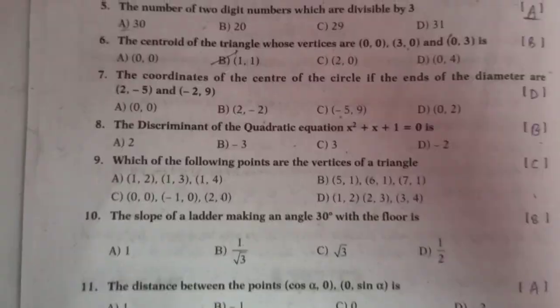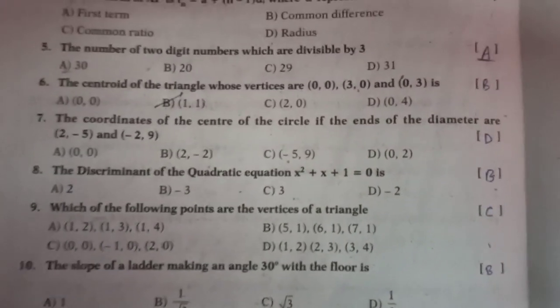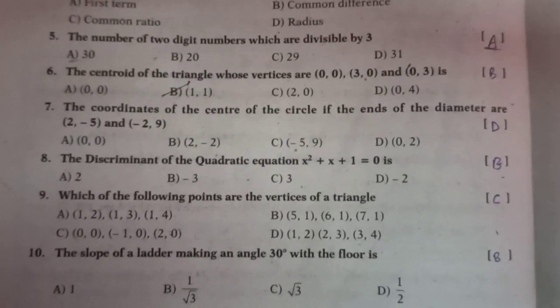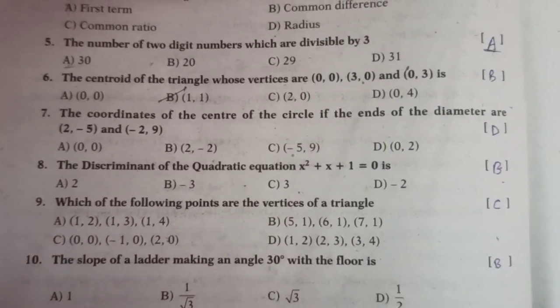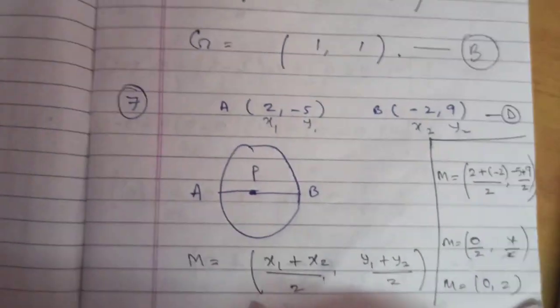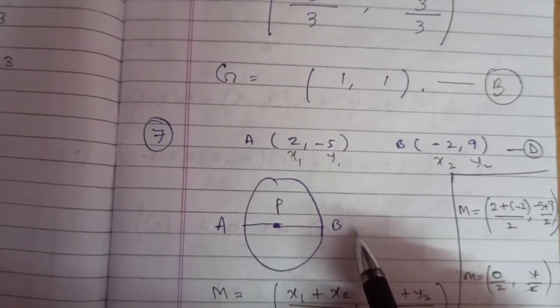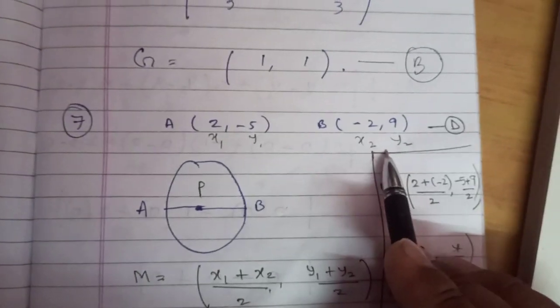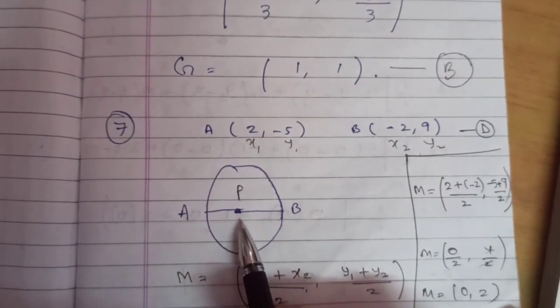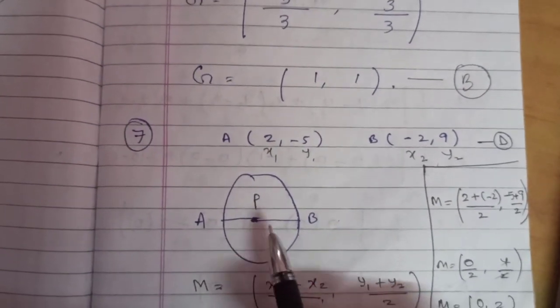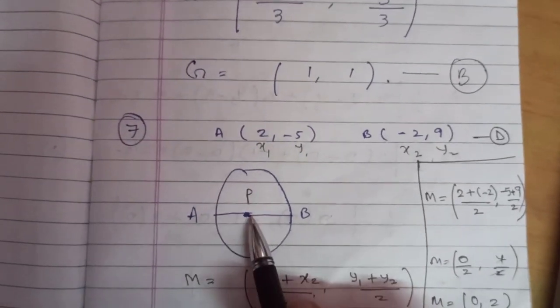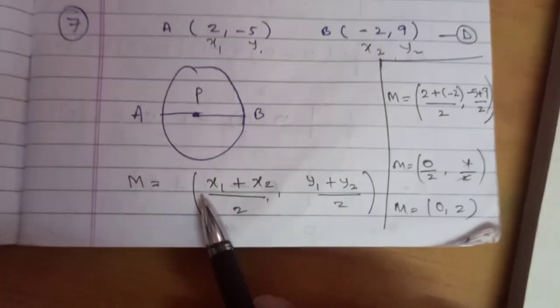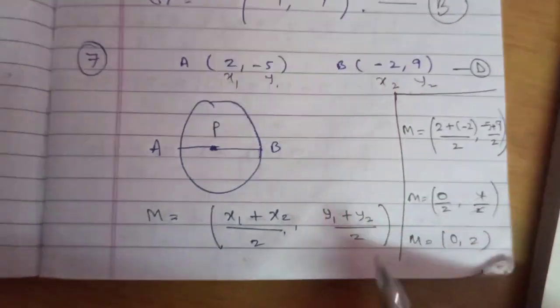Next, seventh question, the coordinate of the center of the circle if the end of the diameter are 2 comma minus 5, minus 2 comma 9. So here you have to draw one circle. This is the end points A and B given in the question already. This is the point center of the circle. So we have to find the center of the circle. So it's what? Midpoint. So we need to substitute this value in the formula of midpoint.